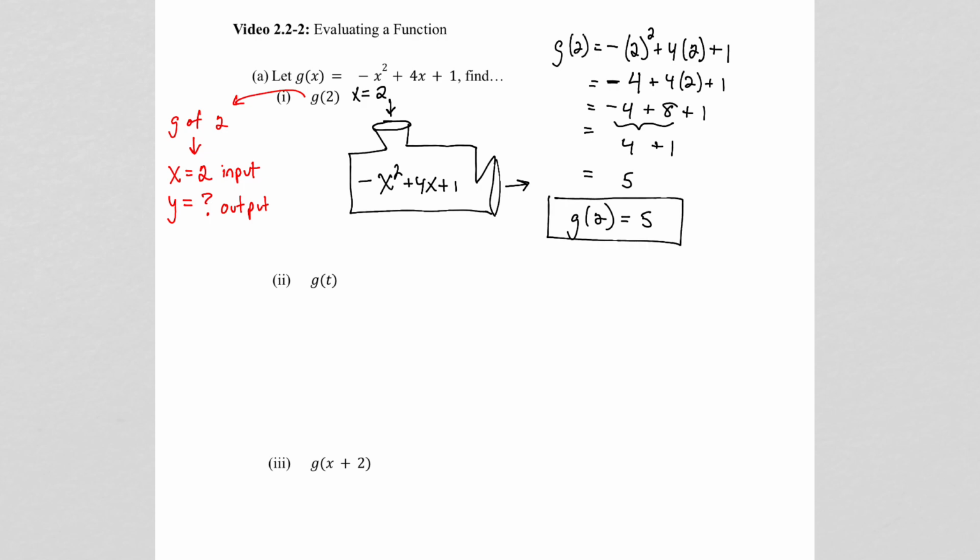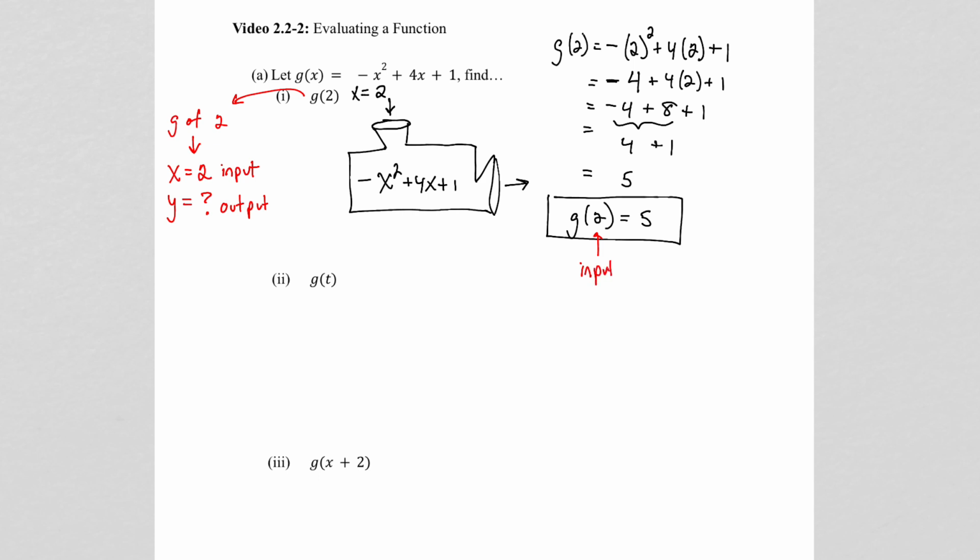I like to write it as a complete answer: g of 2 is equal to 5. Again, this tells me my input is 2, my output is 5. Okay, the next problem, g of t. Now, I'm going to abbreviate this a little bit. We're dropping t into our machine and looking for what comes spitting out.